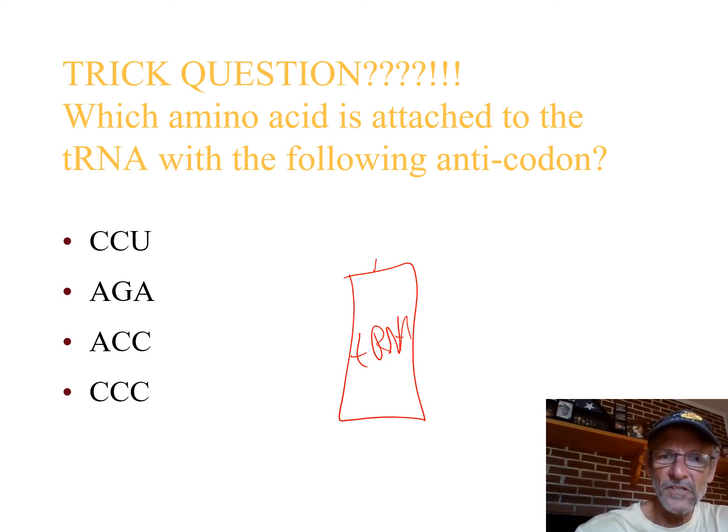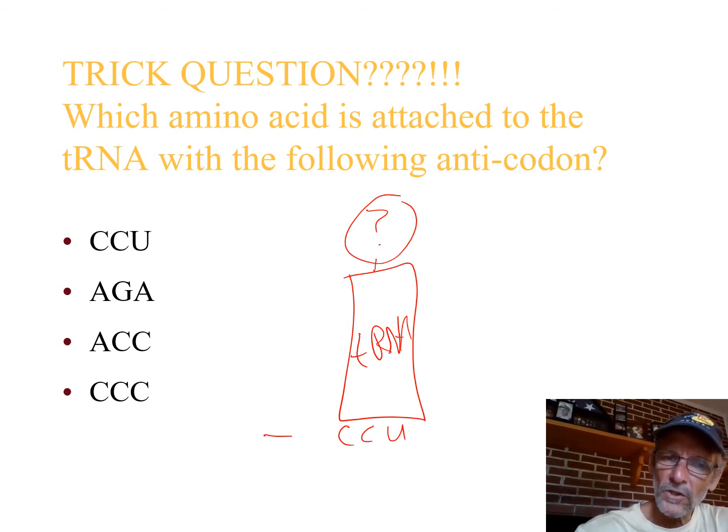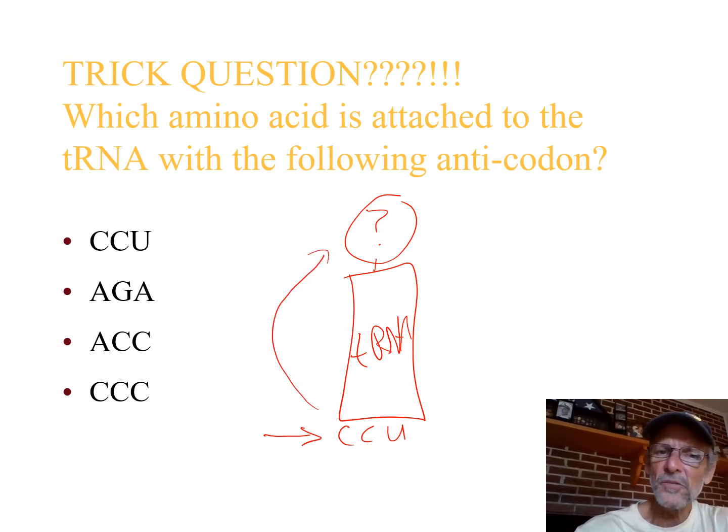At the other end, it's got like CCU, right? Which amino acid is here? You've got to use your chart to figure that out. But you don't look this up in your chart, right? Because your chart is not made to match an anticodon with a particular amino acid. It's made to match a codon. So what do you need to look up in your chart? You need to look up the codon that this anticodon is going to attach to.